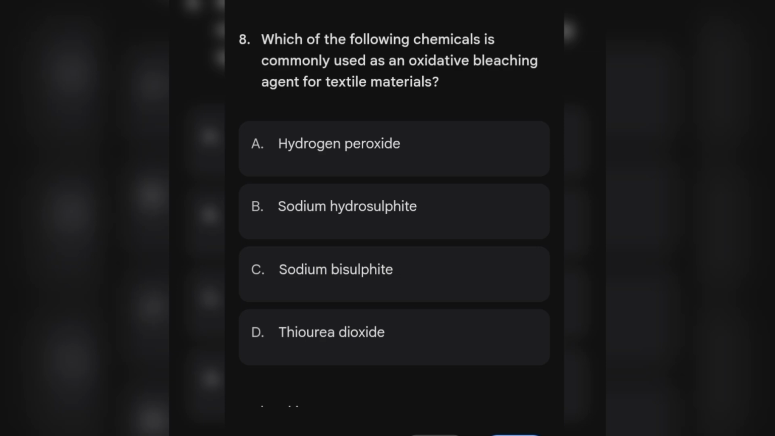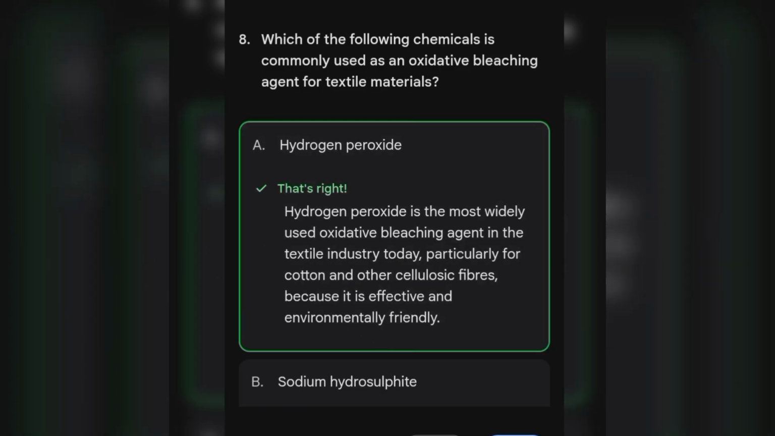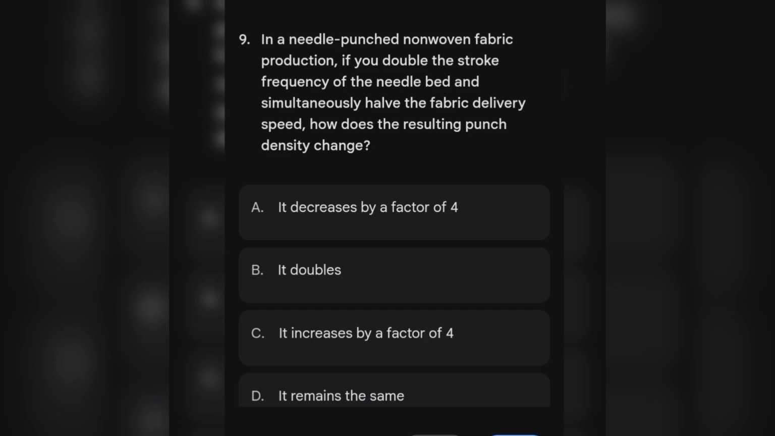Which one of the following chemicals is commonly used as an oxidative bleaching agent in a textile material? Commonly in a chemical process, the bleaching agent is hydrogen peroxide only. So it is also a simple question basically.